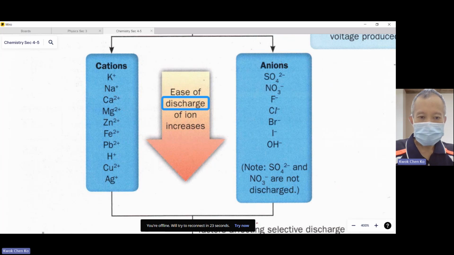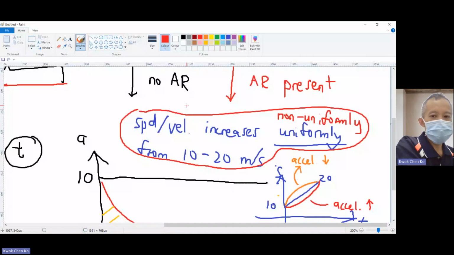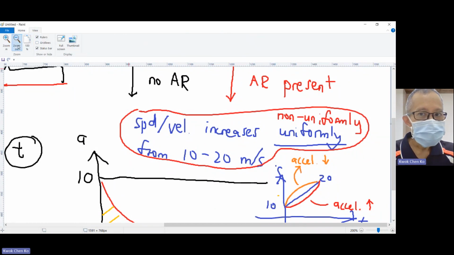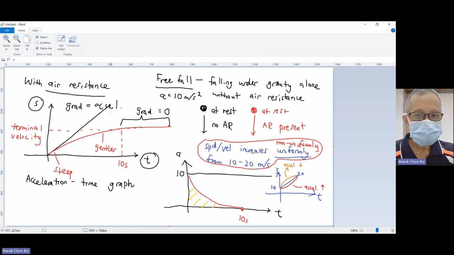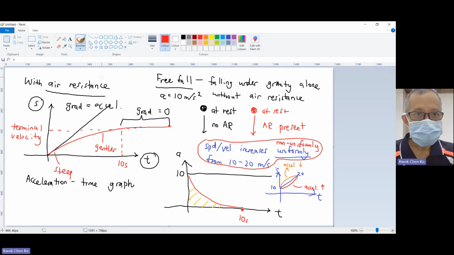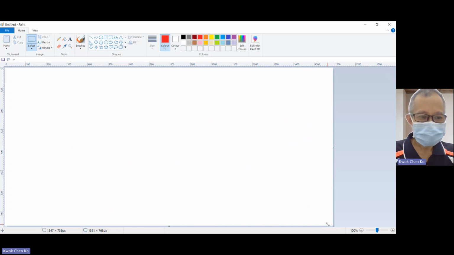I can't draw on this, so I have to switch my screen. You can use Paint. Yeah, that's what I'm doing. Okay, let's see. Oh, it's air resistance. I thought this was in just now. You get the hang of it.